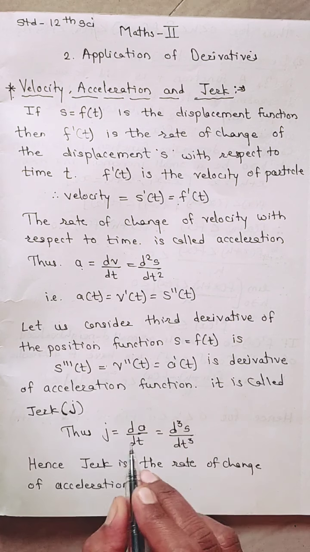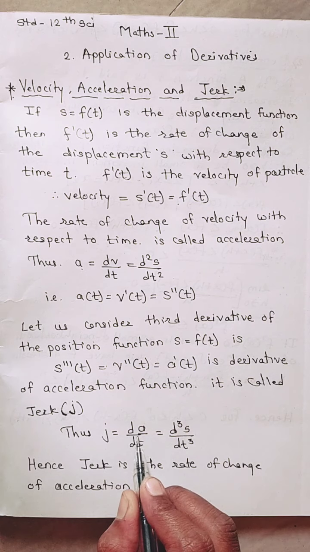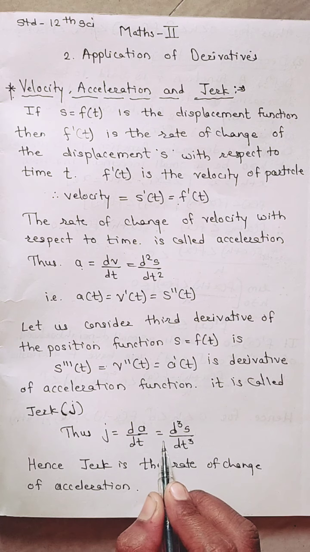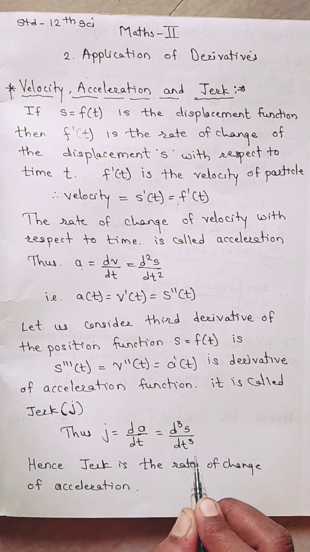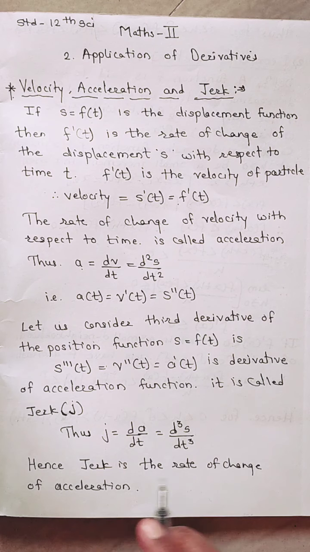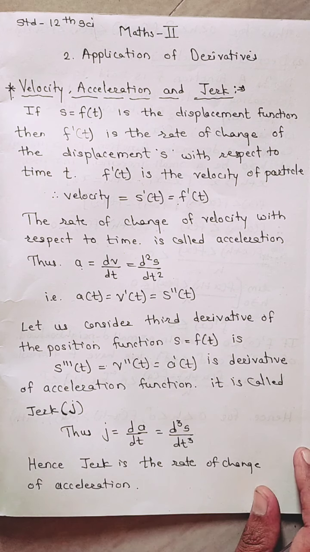Therefore, the equation of jerk is J = da/dt, which is equal to d³s/dt³. Hence, jerk is the rate of change of acceleration. Here jerk is the rate of change of acceleration.